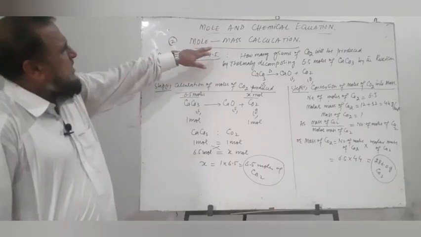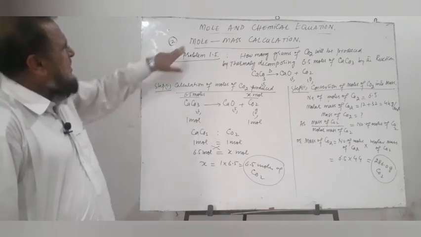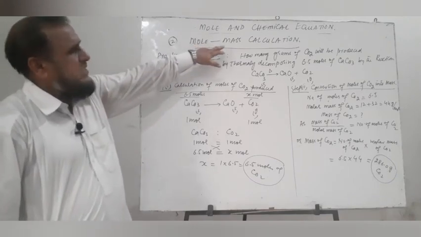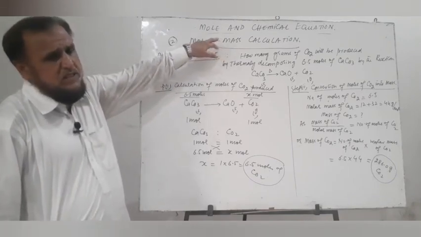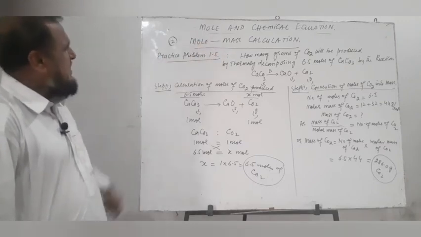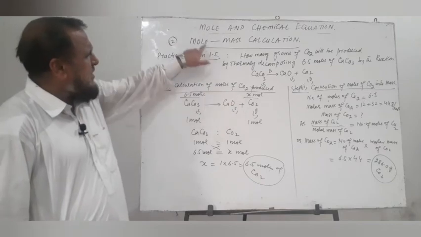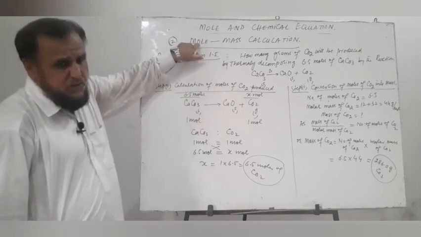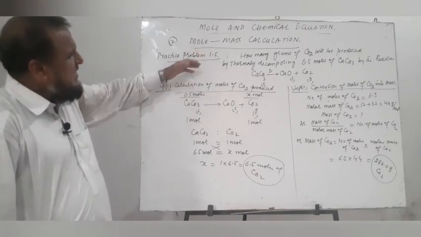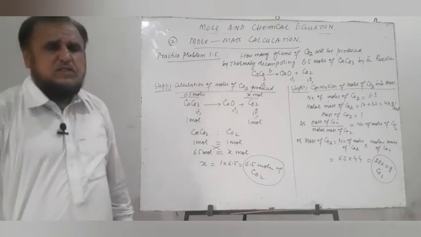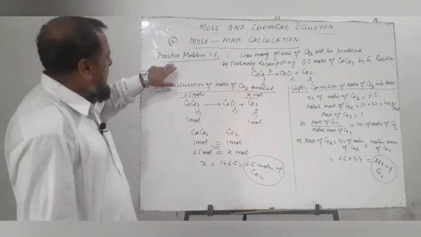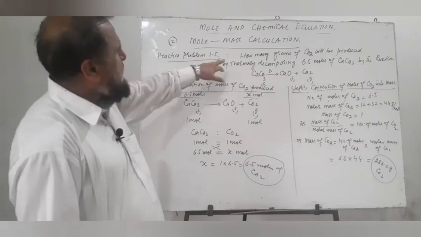In mole to mass calculation, we are given the number of moles of one substance and we are asked to calculate the mass of the other substance. In this case, first we calculate the number of moles of the sought quantity from the given number of moles by using the balanced equation, and in the second step we convert moles into mass. An example is practice problem 1.5.